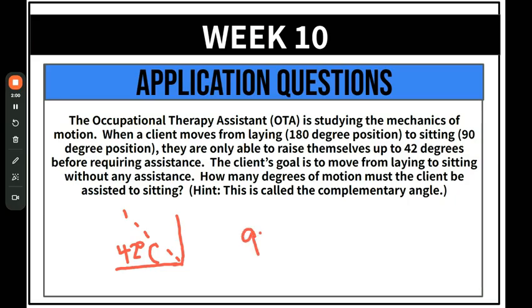So from the 90, which is the goal, they can only do 42 by themselves. And we want to know how much they must be helped. Now, this is called the complementary angle, like they said. And so now this is just a simple subtraction problem. We have 90 minus 42 gives us x equals 48 degrees. This is how much assistance they must receive.